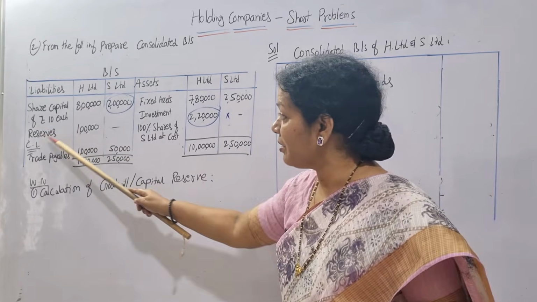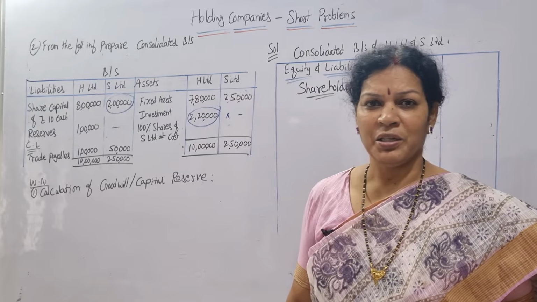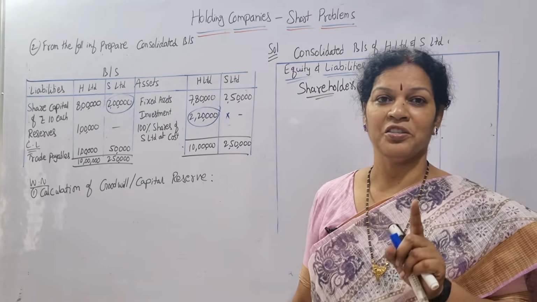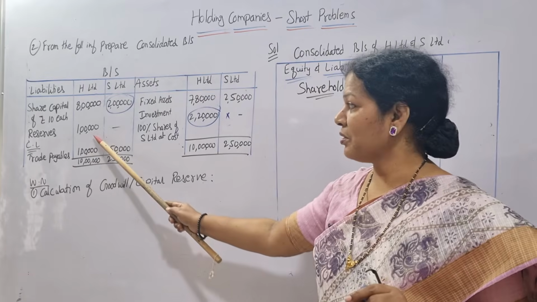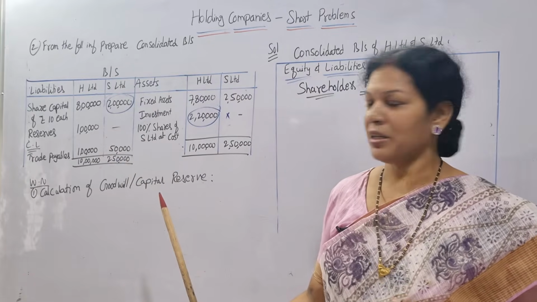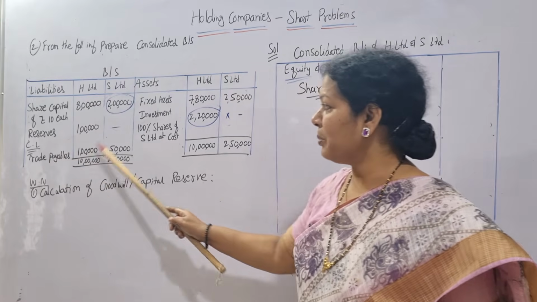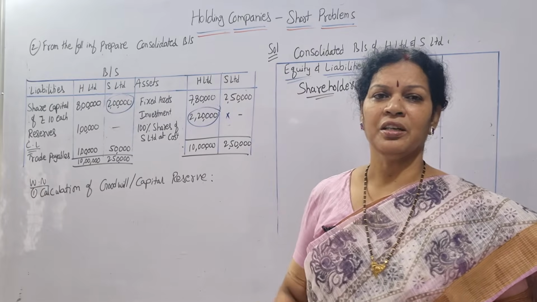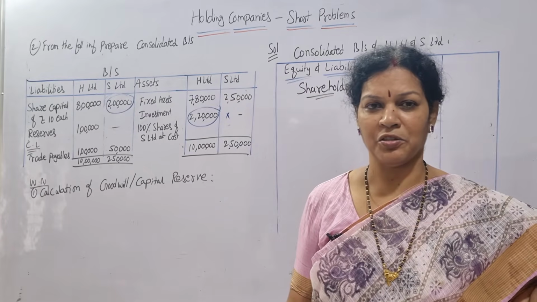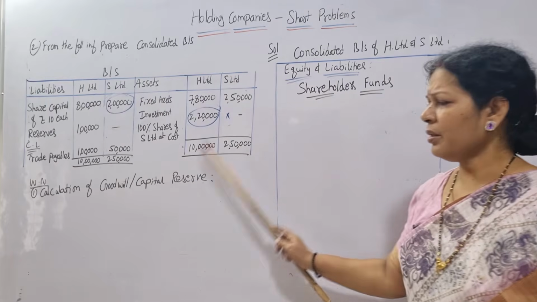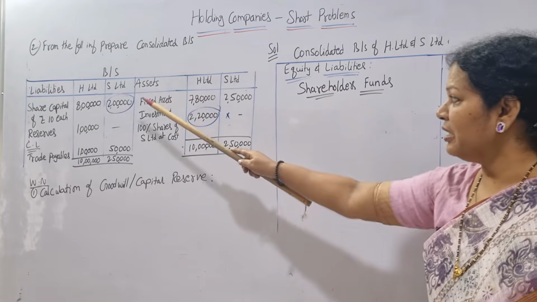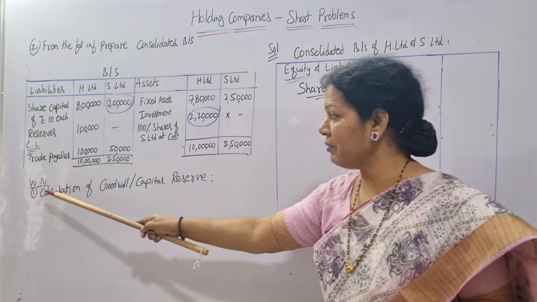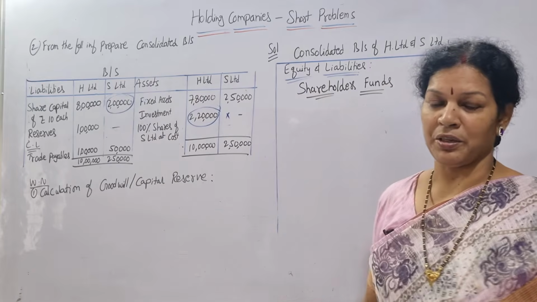Now what else is given? Reserves. On the liability side you'll write capital and reserves. First you'll write share capital, and reserves are given, so in the balance sheet we can write them. Now current liabilities, trade payable are given directly. So we can add and show it in the current liabilities of the consolidated balance sheet. Now the problem is very simple. Here we are going to calculate either goodwill or capital reserve. That is why I have given here the calculation of goodwill or capital reserve.